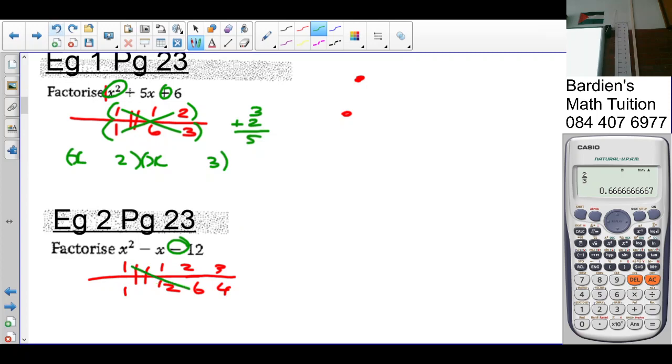What's 1 times 6? 1 times 2? Subtract it, I get 4. Not what I'm looking for, unless there was a 4 there. Okay? 1 times 4? 1 times 3? You subtract it, you get? So in other words, it's a 1 and a 3 in a bracket, and a 1 and a 4. Since it's x squared, there goes an x and an x.